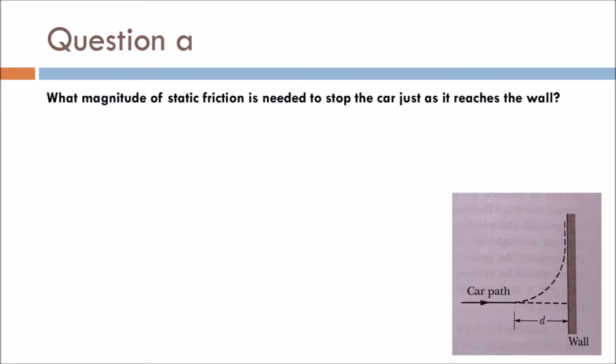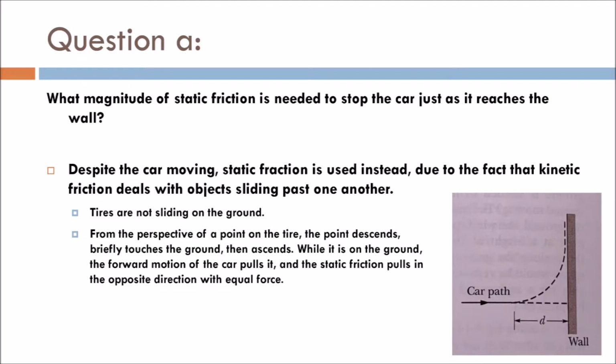Okay, so let's solve question A now. It is just a simple mechanics problem, so it shouldn't give you any difficulty. Static friction is applied here, since the tires aren't sliding along the ground. From the perspective of a point on the tire, the point simply touches the ground without any horizontal velocity component, as it only touches the ground for an instant and technically doesn't move any horizontal distance while touching the ground.